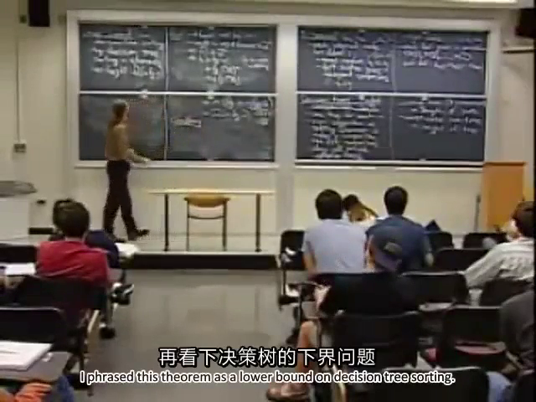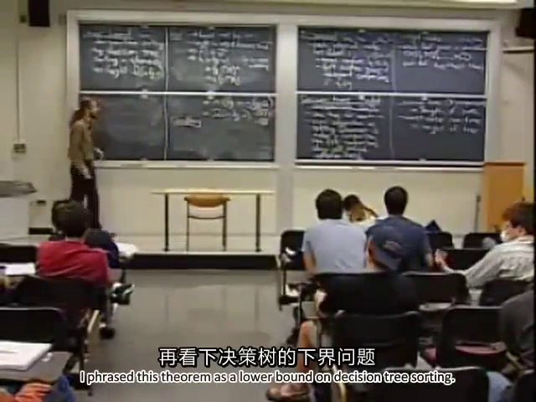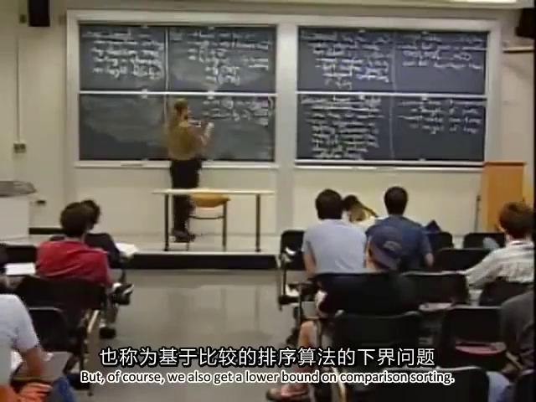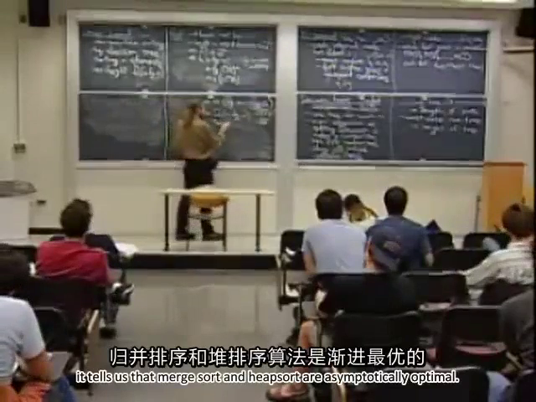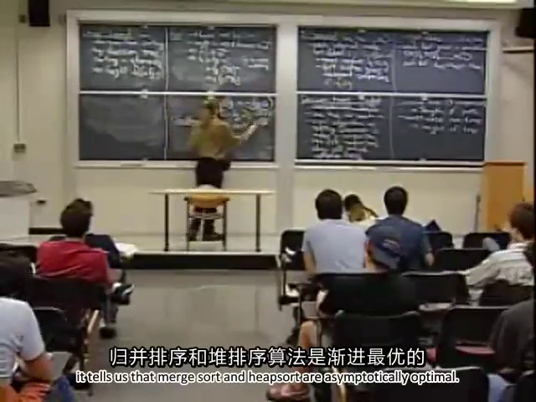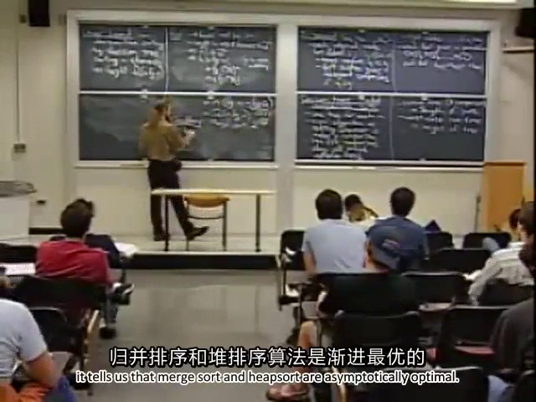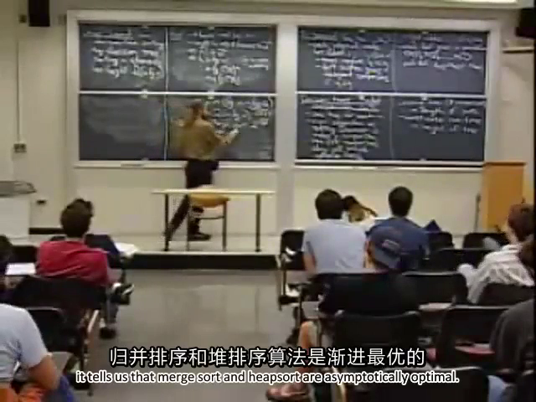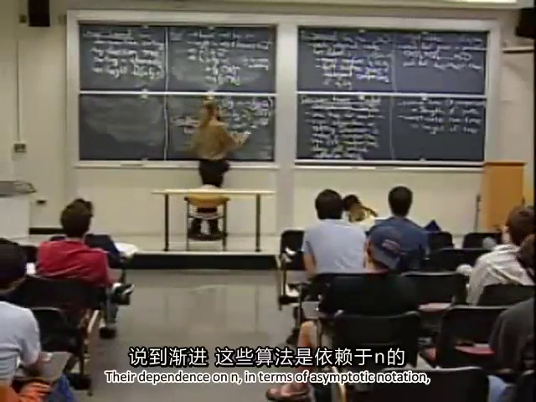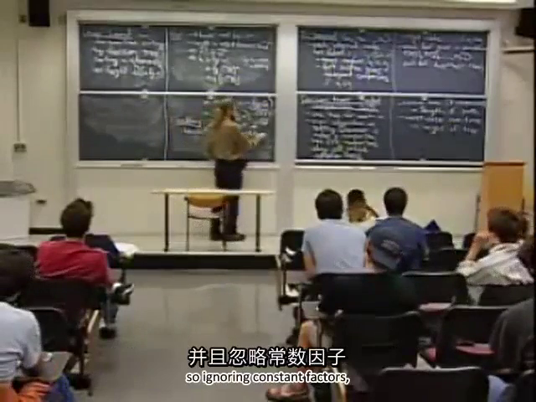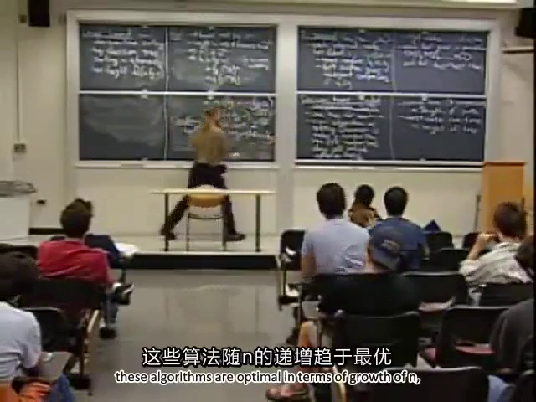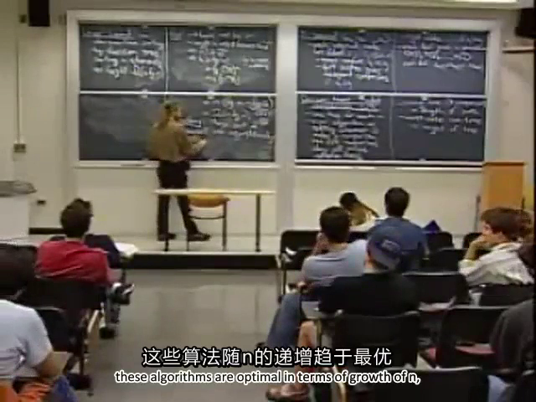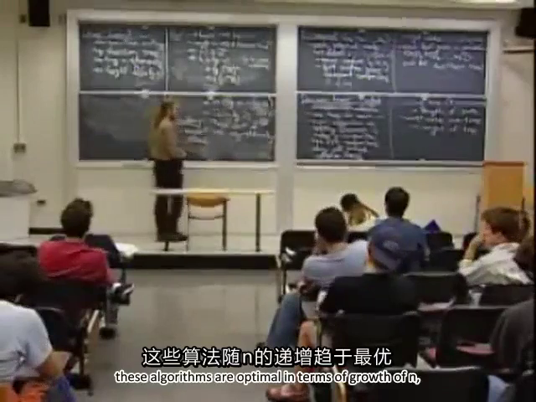I phrased this theorem as a lower bound on decision tree sorting, but of course we also get a lower bound on comparison sorting. And in particular, it tells us that merge sort and heap sort are asymptotically optimal. Their dependence on n in terms of asymptotic notation, so ignoring constant factors, these algorithms are optimal in terms of growth of n.